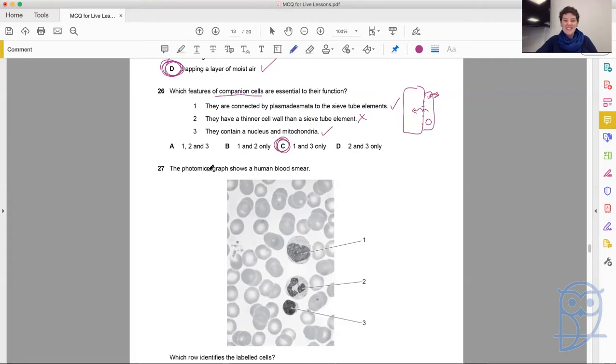And if we look, this one was quite a nice one because A, B, and D all include two, which we've knocked out. So we're absolutely sure that our answer here is C, one and three only.